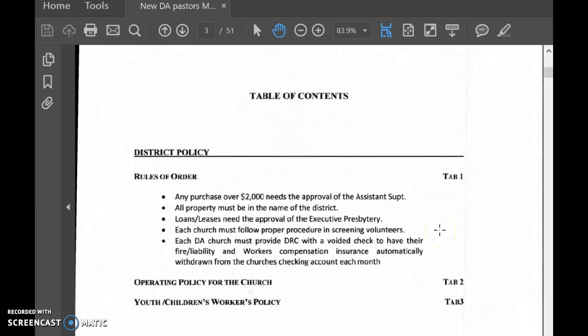Now, the rules of order for every district affiliated church: your constitution and bylaws have been suspended for district affiliated churches, and you are to be governed by the rules of order. Ta-da! The rules of order. So it's really important that you and your advisory committee are familiar with them. It's very important that you refer to them as an advisory committee, because your actual board members are the three executive officers, that being the superintendent, the assistant superintendent, and the secretary treasurer.